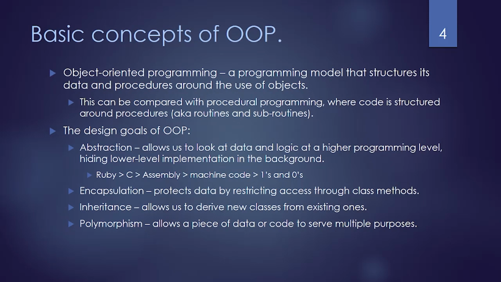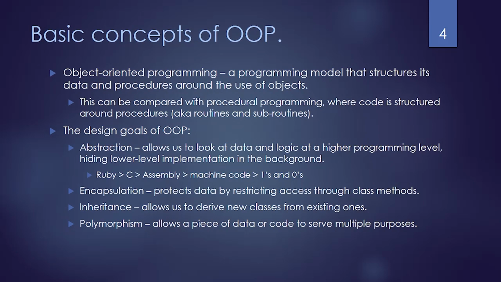I've also included a little chain here. You see Ruby sits atop of many other programming languages. So Ruby gets interpreted into C, which gets interpreted to assembly, which gets interpreted into machine code, which gets interpreted into ones and zeros. So you see, even though we're working with an object-oriented programming language, it eventually breaks down into procedural programming languages.